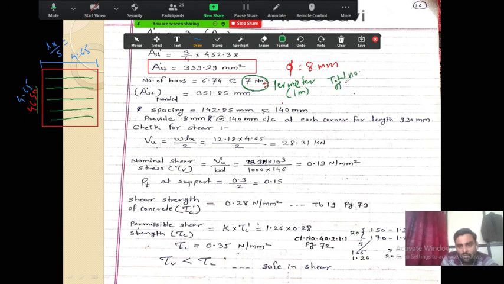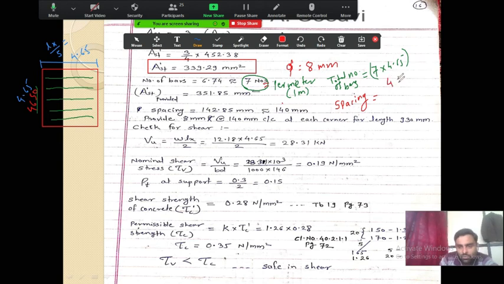So what is the total number of bars? For 1 meter, 7 bars. Then for 4.65 meter, how many bars will there be? Multiply this by 4.65. These are the number of bars across this total width. So we know the number of bars and we want the spacing, the distance between each bar. So we can calculate here. The spacing is equal to the total width across. We want to calculate the spacing. This is the total width.